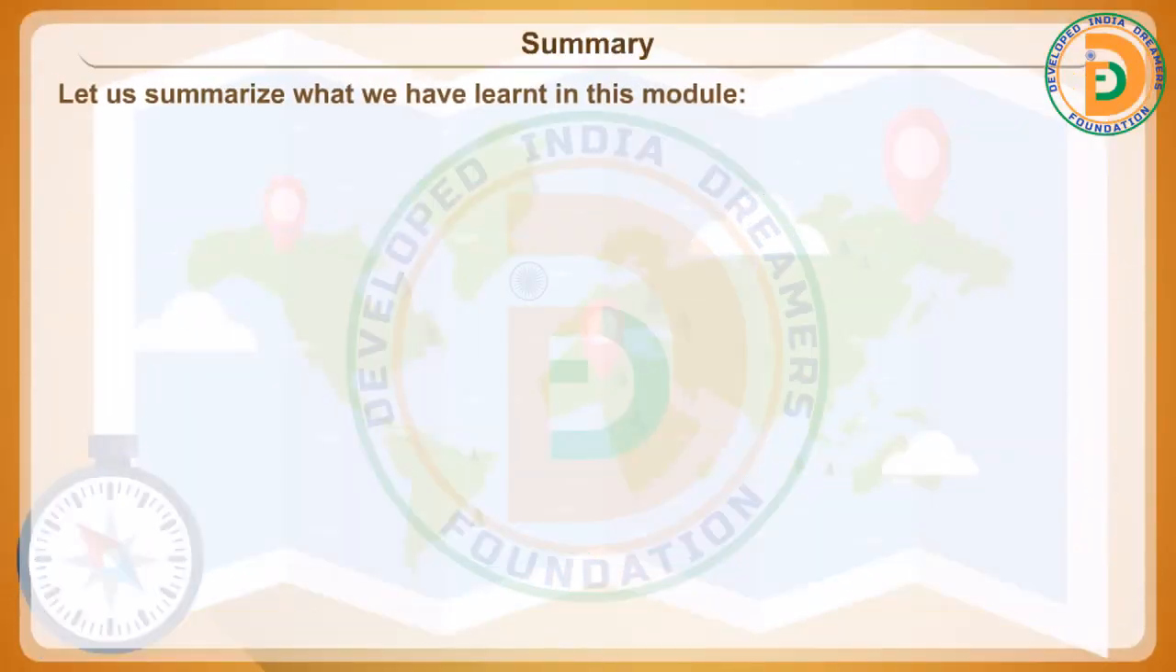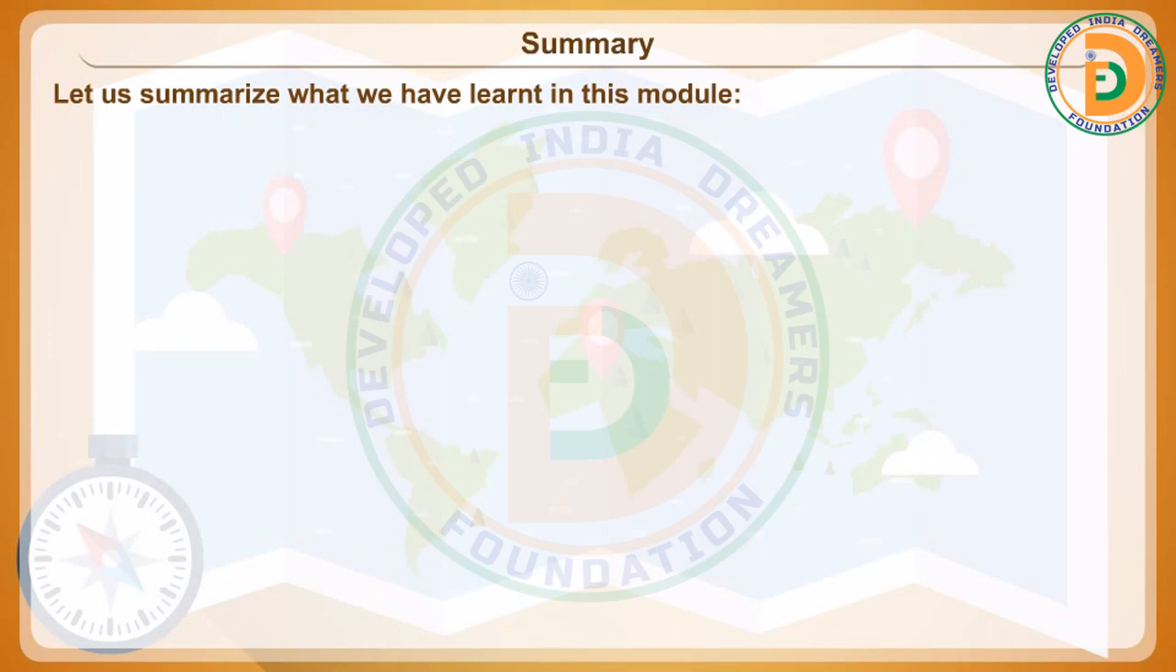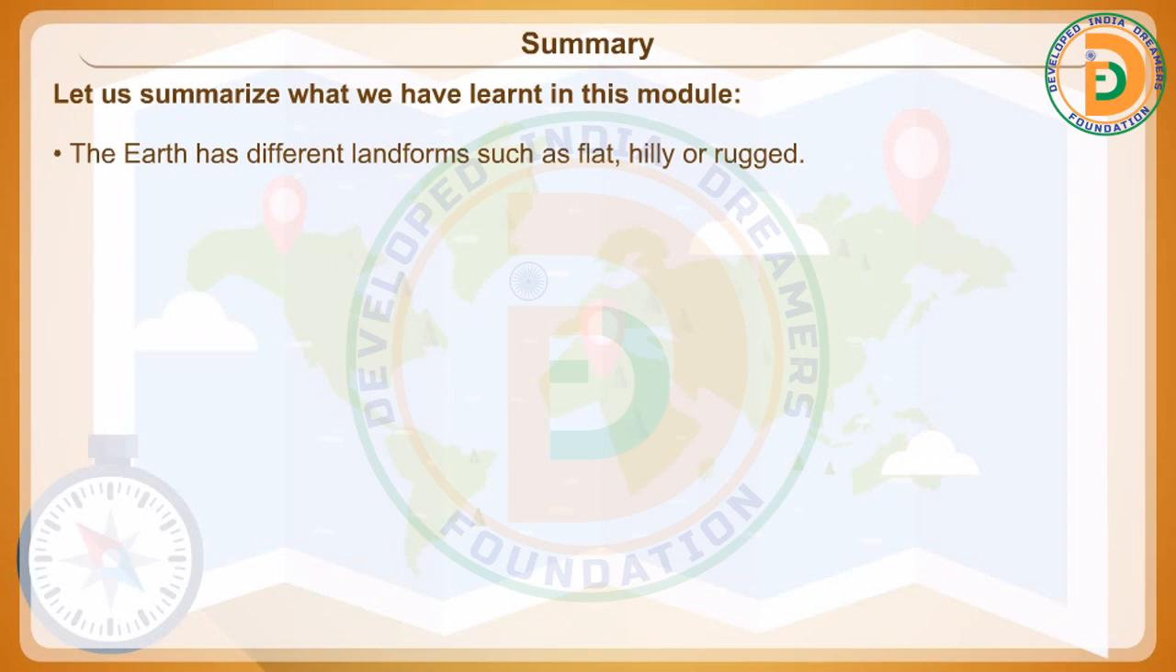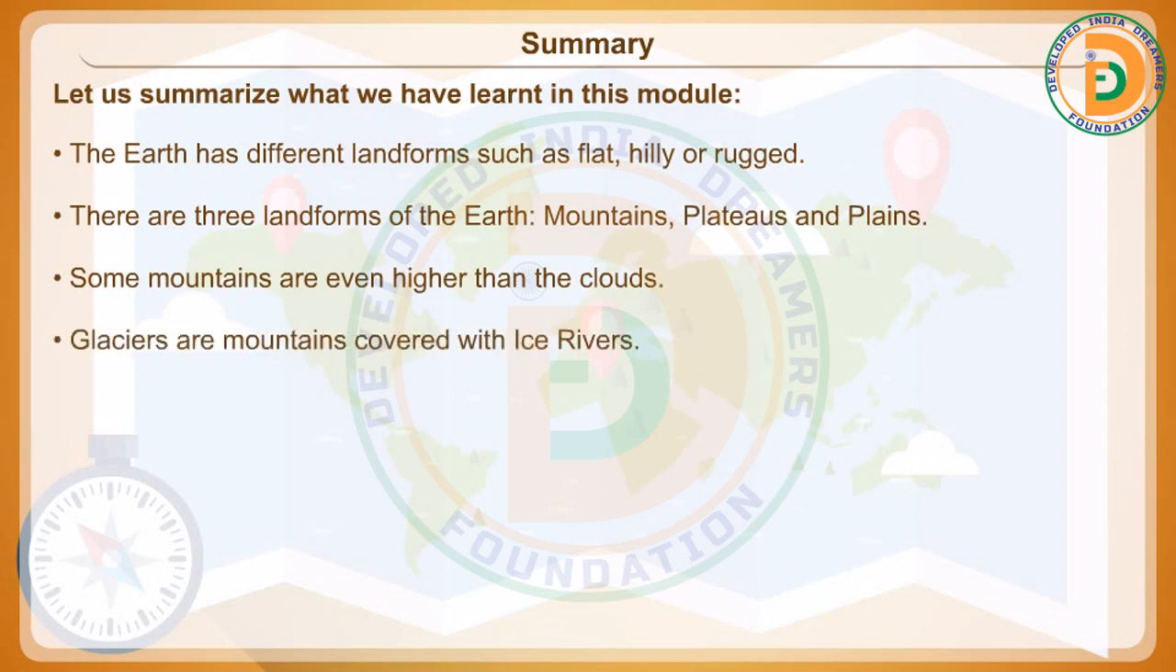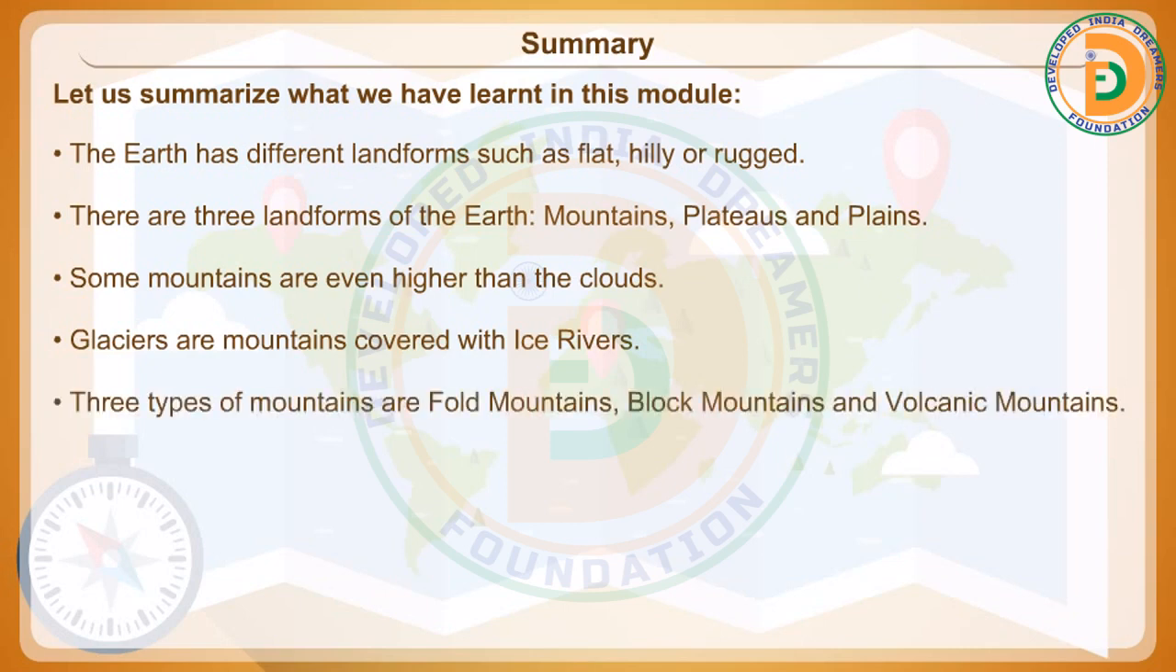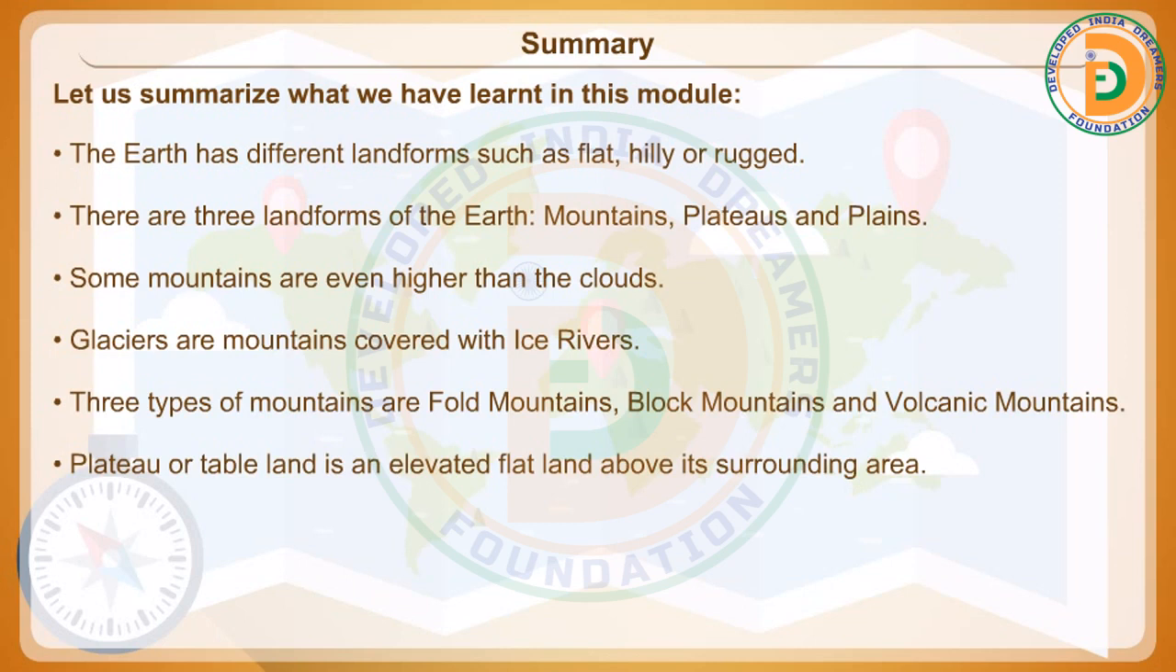Summary. Let us summarize what we have learned in this module. The earth has different landforms such as flat, hilly or rugged. There are three landforms of the earth: mountains, plateaus and plains. Some mountains are even higher than the clouds. Glaciers are mountains covered with ice rivers. Three types of mountains are fold mountains, block mountains and volcanic mountains. Plateau or tableland is an elevated flat land above its surrounding area.